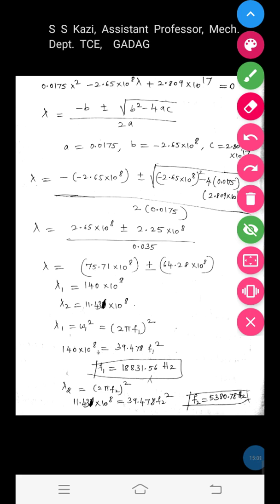Okay, my dear students, in the next video the same problem we will discuss. We will continue this solution so that in the next video we can determine the eigenvectors, as well as we will draw the mode shapes of vibration for this simple bar problem in the next video.